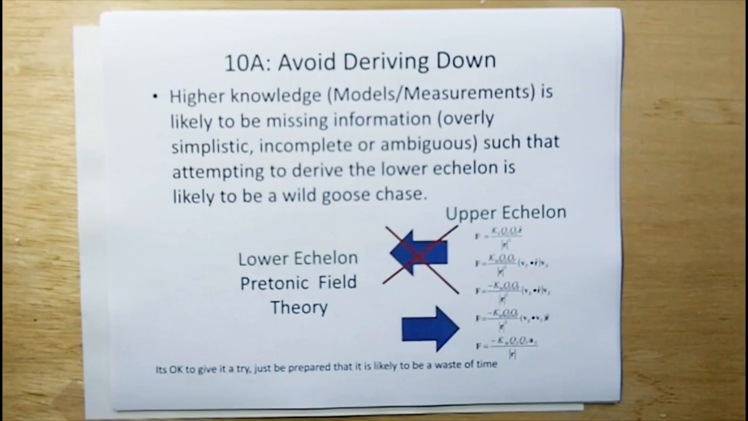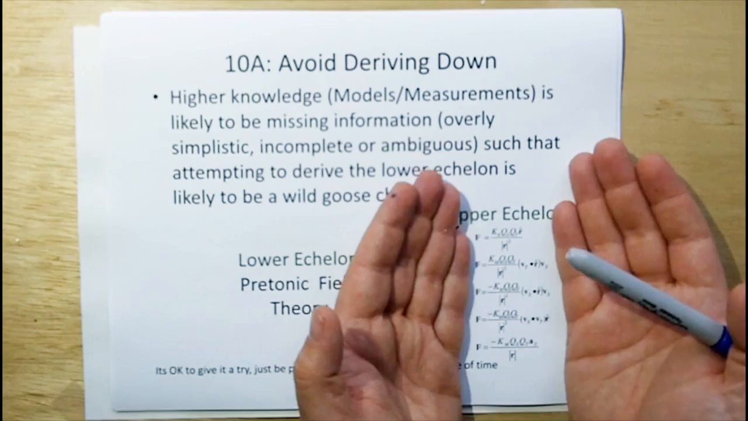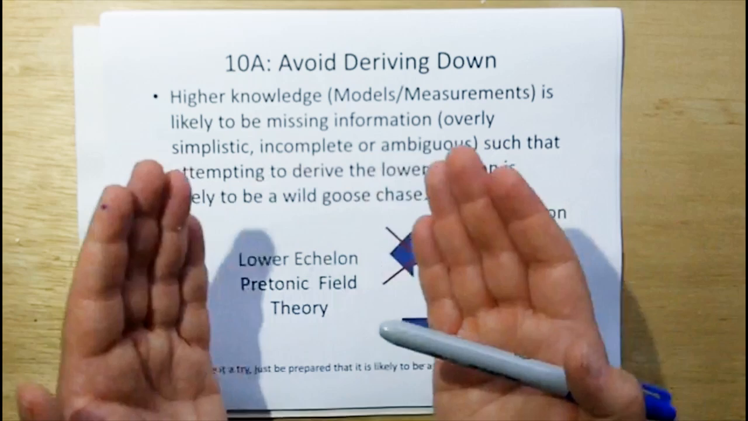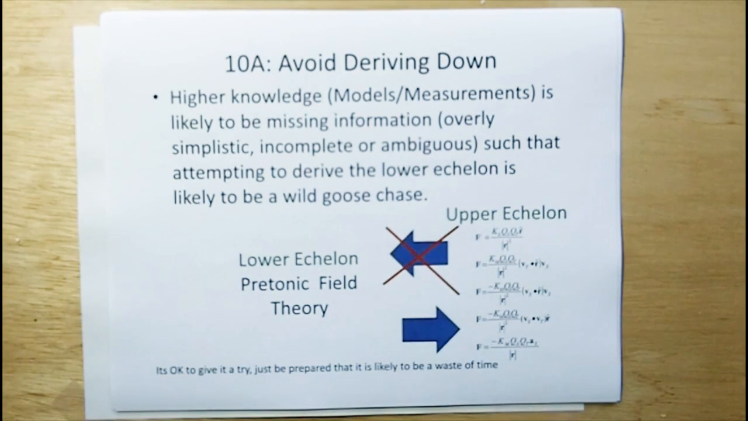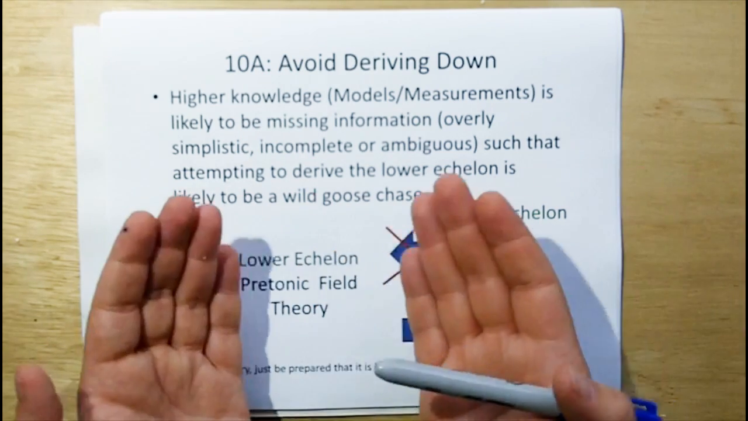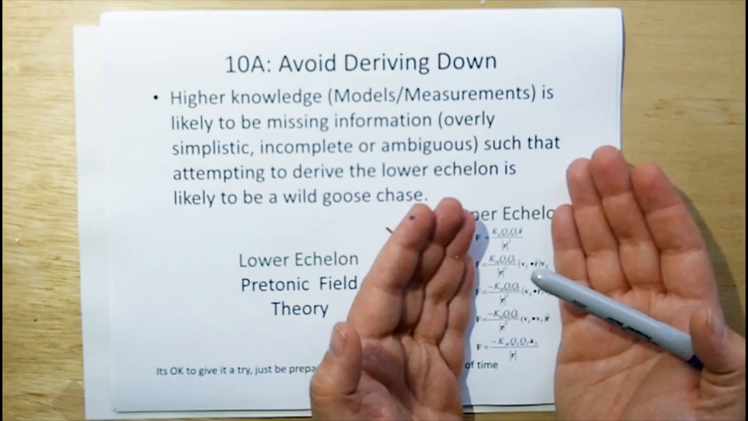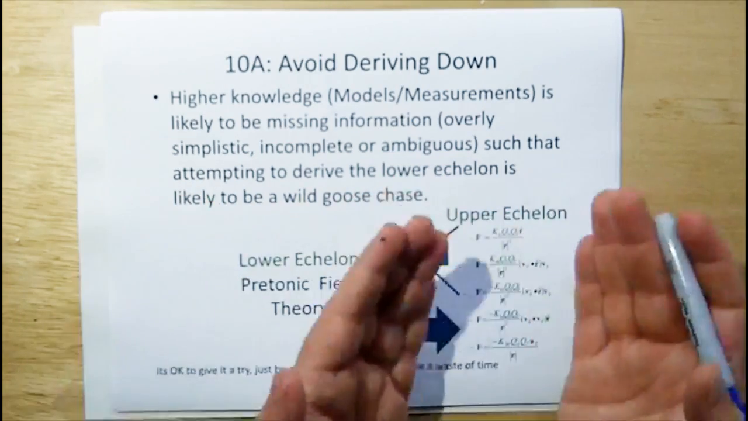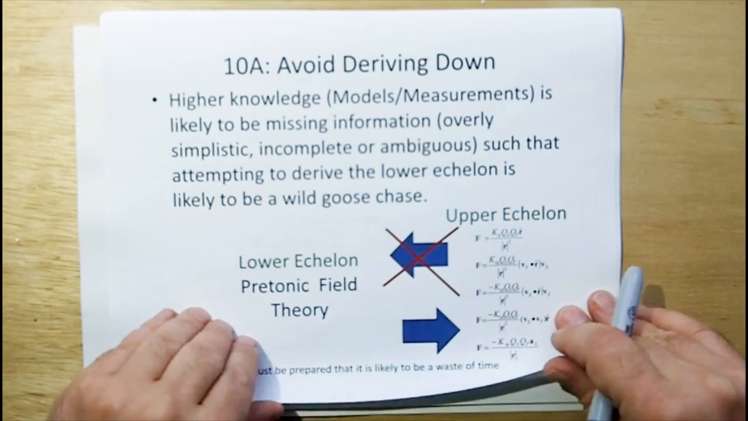And so we come to the rule of acquisition 10a: avoid deriving down. Just because you have these models at a higher construct, this is your higher knowledge at an upper echelon, does not mean you can derive down and discern what the lower echelon looks like, because it may look nothing like it. And because there's probably more going on than is represented here, these are probably incomplete or even ambiguous. I'm not saying you shouldn't try to derive down, because it might work, but you need to be prepared that it's probably going to be a wild goose chase.